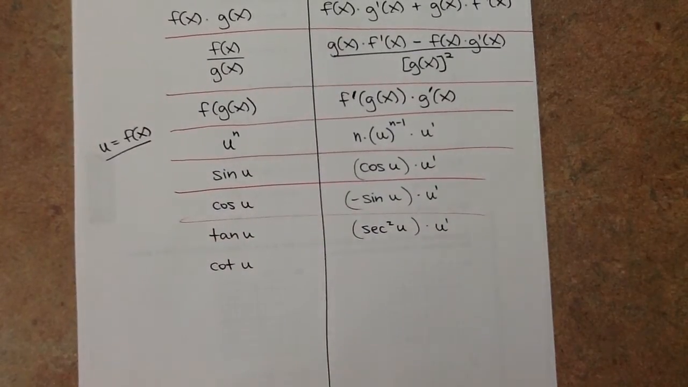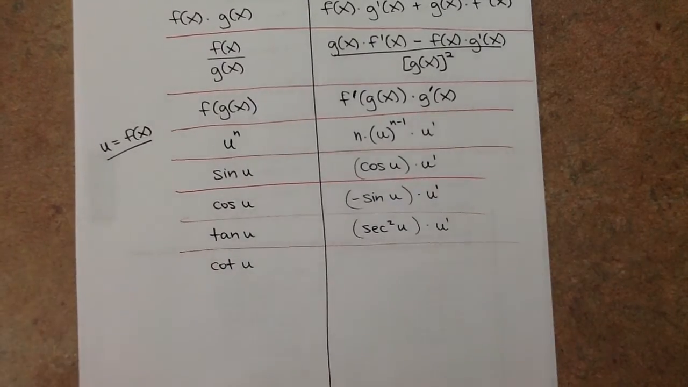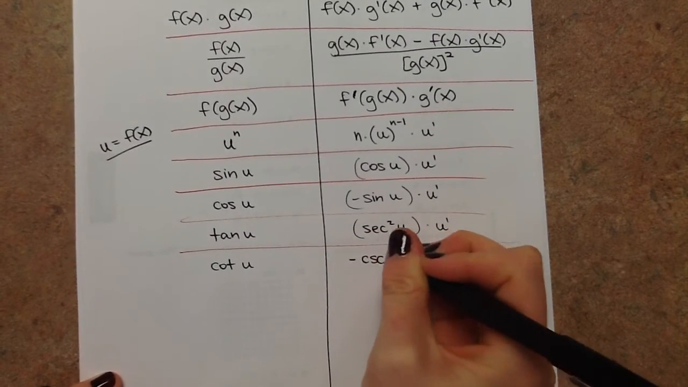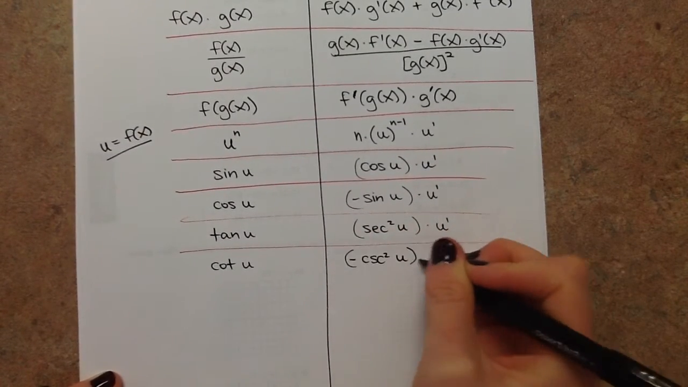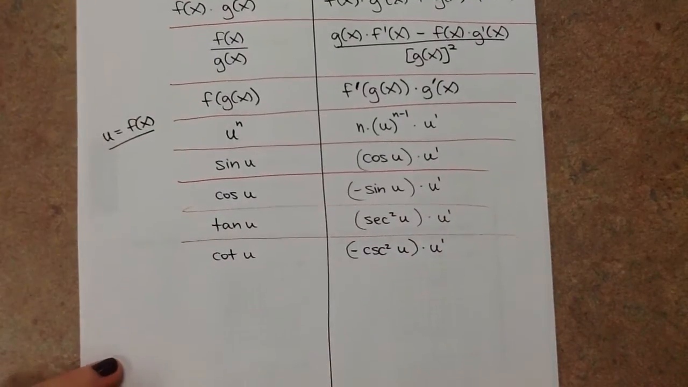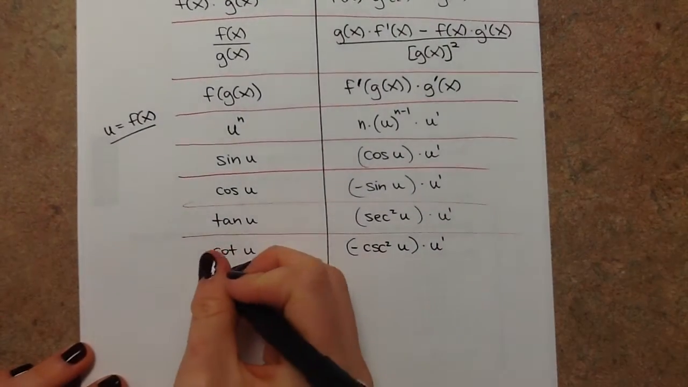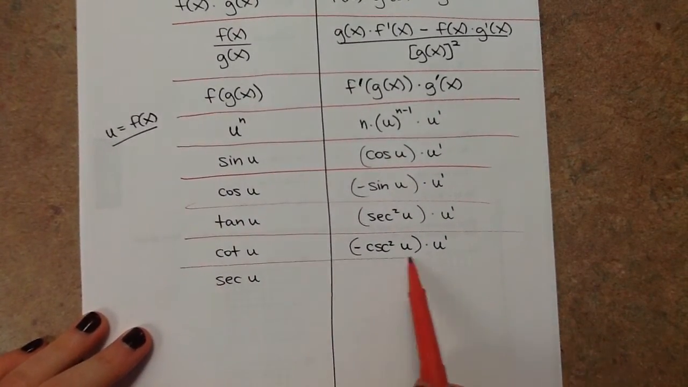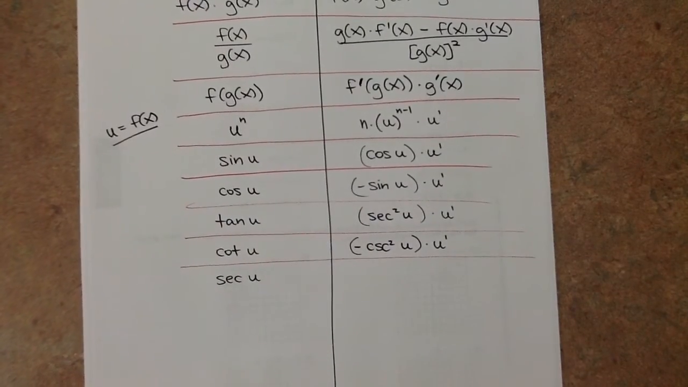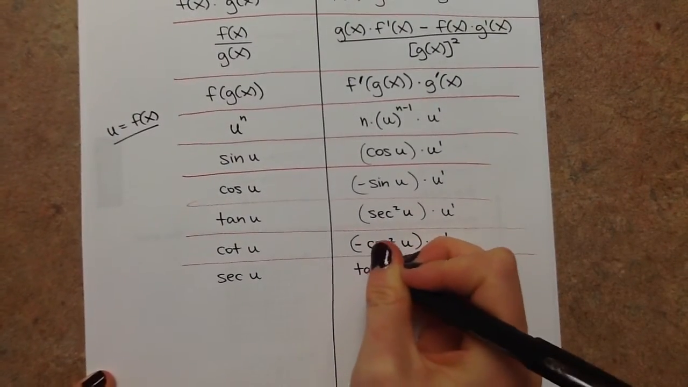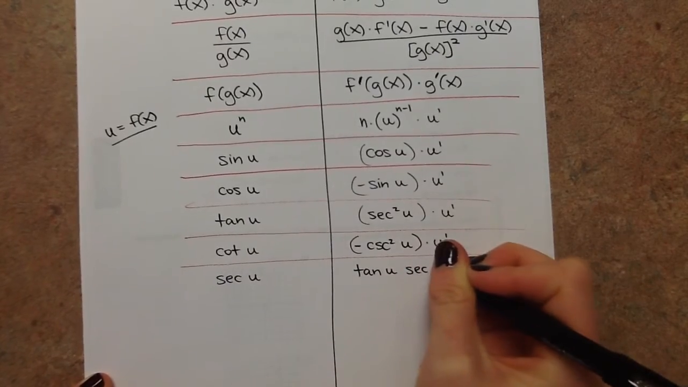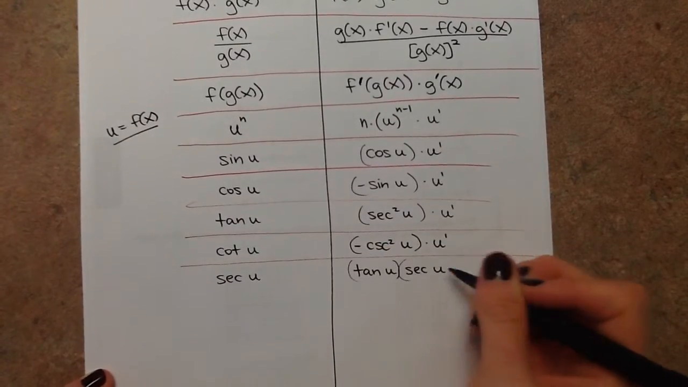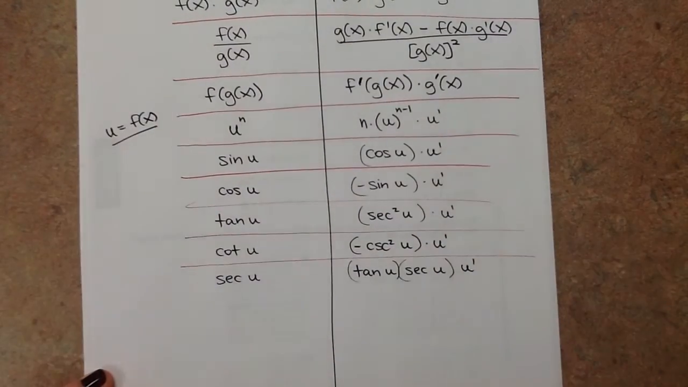Cotangent? Negative cosecant squared. The u stays in place. Multiply by its derivative. Secant? Tangent times secant. Good. So we'd have tangent of u, secant of u. So that nested function gets plugged into a couple different places. You've got this is one quantity, this is one quantity, and then times u prime.